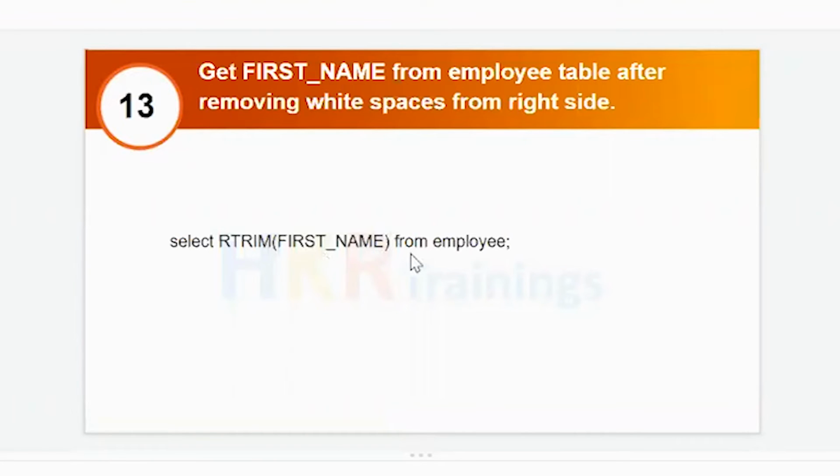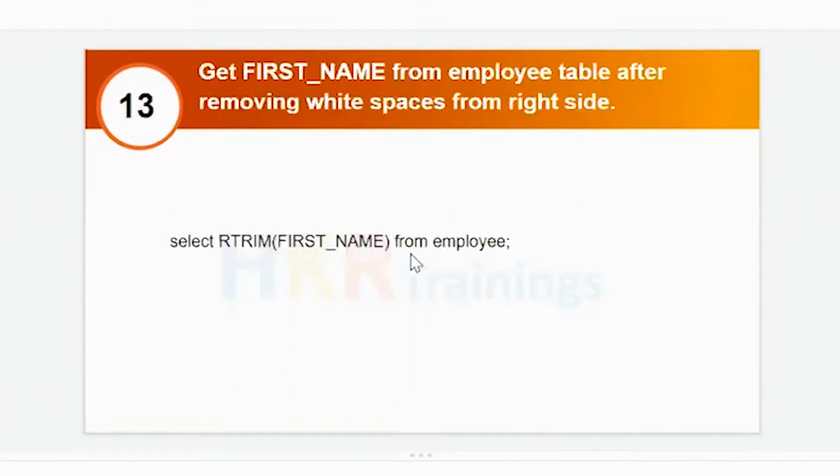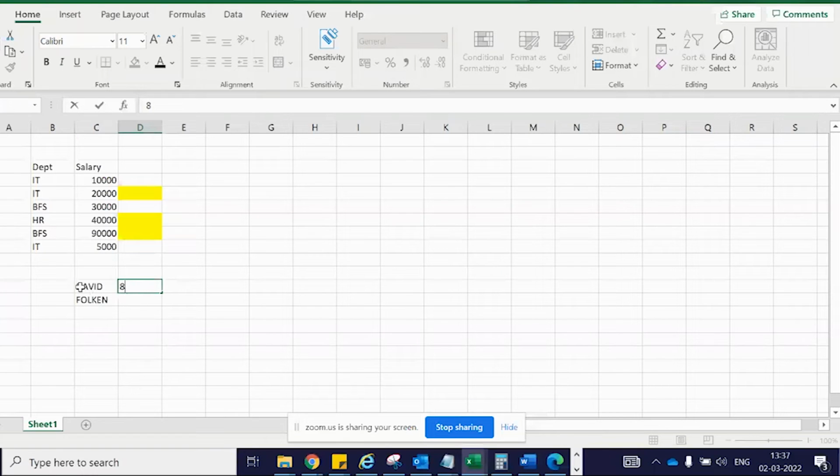Okay. Now similarly we have the length function. Let me just go back to the previous question. Similarly to RTRIM, we have LTRIM as well. Now suppose in David, there were many white spaces on the left-hand side. Now how does this work?